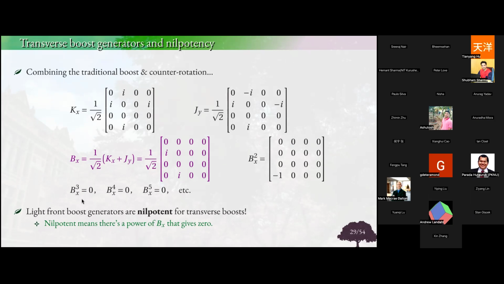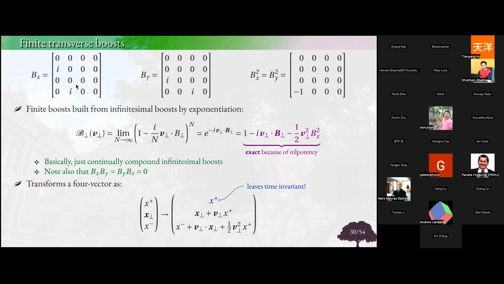The really neat thing about nilpotency is that the way you build a finite boost is kind of like how you would continuously compound interest. You just apply lots of infinitesimal boosts. You consider a very small boost by your actual target velocity divided by the number of boosts you want to perform. You perform that many boosts, and you take the limit of the number of boosts you're performing to infinity, and you get the formula for a finite boost that way.